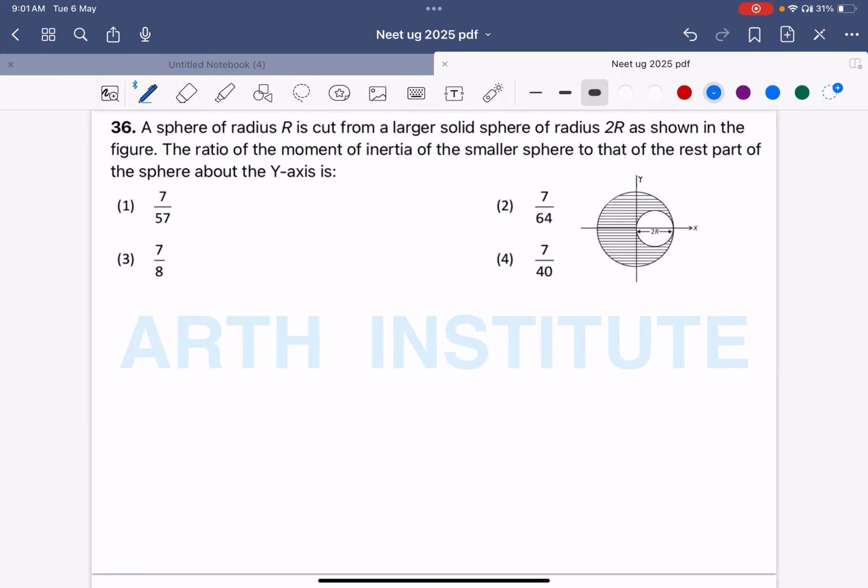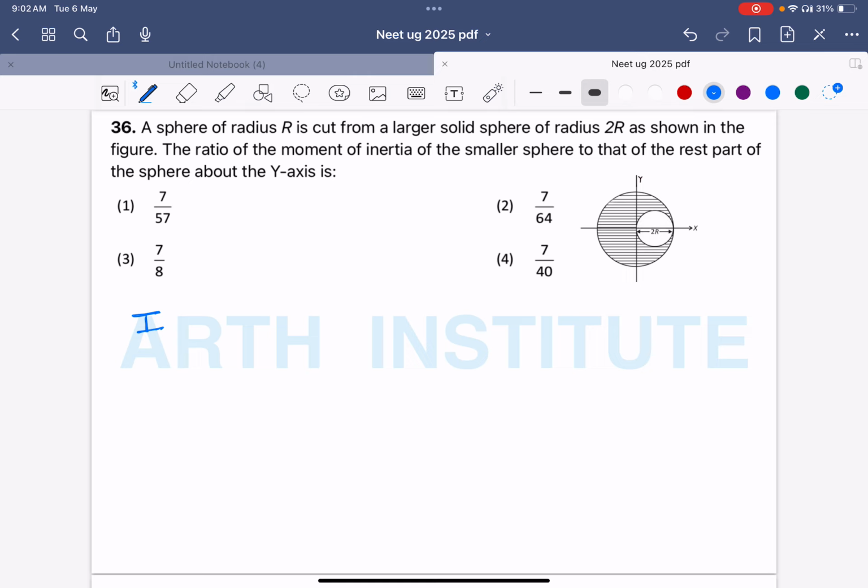Next is: a sphere of radius r is cut from a larger solid sphere of radius 2r as shown in the figure. The ratio of moment of inertia of the smaller sphere to that of the rest part of the sphere about the y-axis is? Now the y-axis is basically one of the diameters, right? So in this question you should think first about the moment of inertia of the bigger sphere about axis y, then the moment of inertia of the smaller sphere about axis y. And then the moment of inertia of the sphere when the smaller sphere has been removed is nothing but the moment of inertia of the bigger sphere minus the moment of inertia of the smaller sphere.